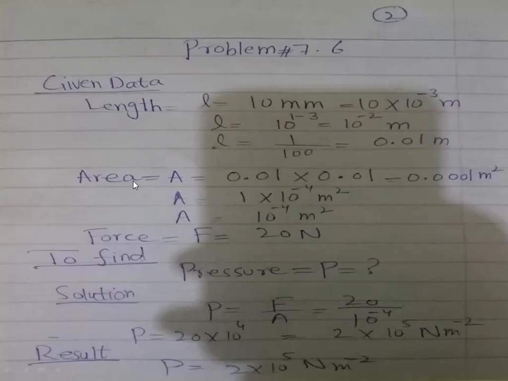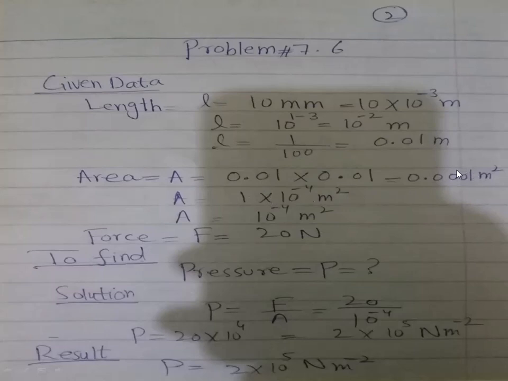And you know, in order to find the pressure, we need two things. First thing is force, and other thing is area. That's why I'm calculating the area. And area, how can we find the area? By multiplying the length two times. Like length is 0.01. If you multiply 2 times, you will get the area. 0.01 multiplied by 0.01, you will get 0.0001 meter square. And the unit of area is meter square.